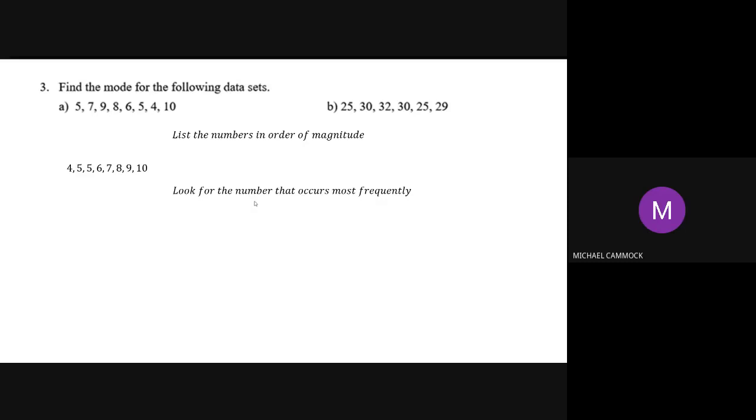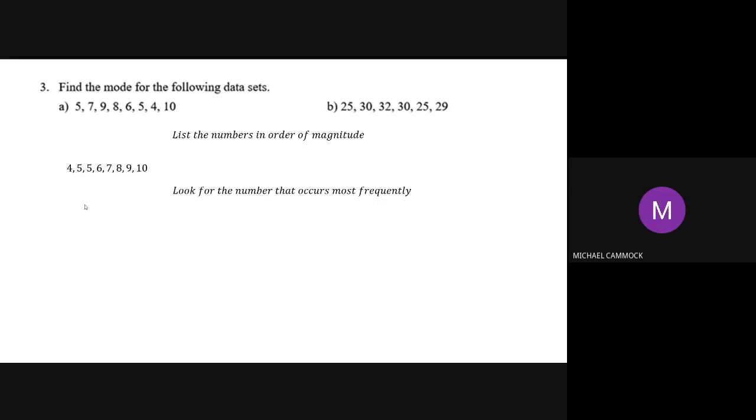Look for the number that occurs most frequently. So look at these numbers. Because they're in order, it should now be easier for you to see which number I'm getting the most, meaning which one occurs more than any other number. Can anybody tell me what that number is that occurs more than any other number? Because that's our mode, right? Anybody think they know what that mode is? What number do you see? I'll give you a hint. More than once. What's the mode in this case?